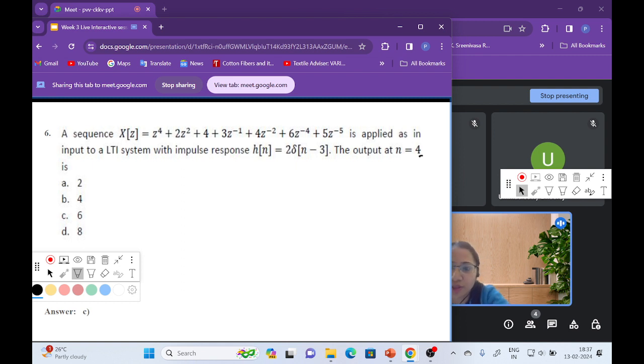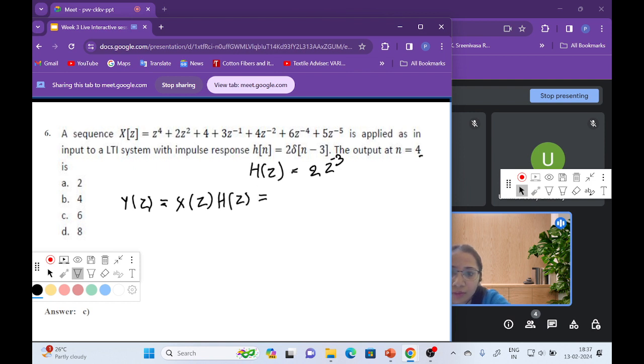Okay, so let's solve this question. So what will be the h of z? H of z will be 2 z to the power minus 3. As already told you, in the z domain this is a multiplication of the two signals x of z and h of z. So in order to find the output, just multiply these two signals. Already x of z is given, we have found h of z. So x of z multiplied by h of z.